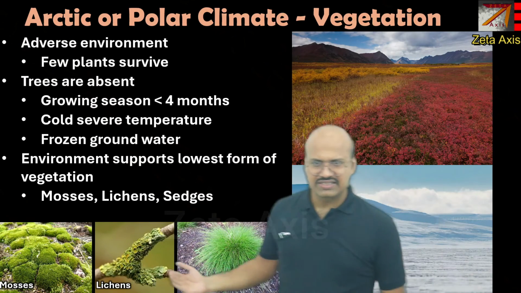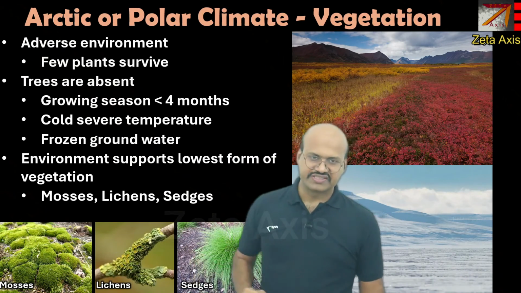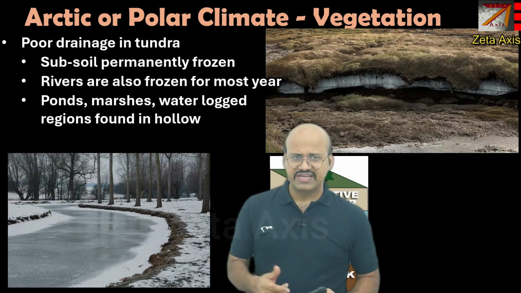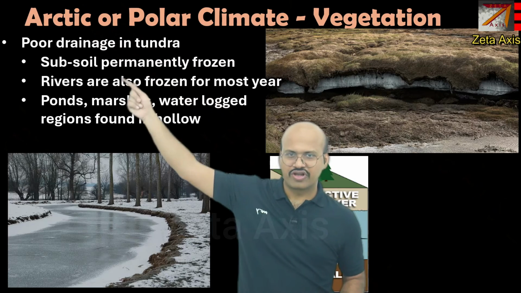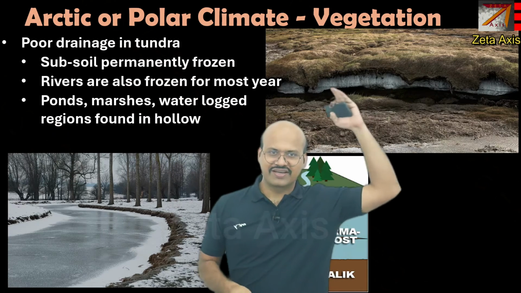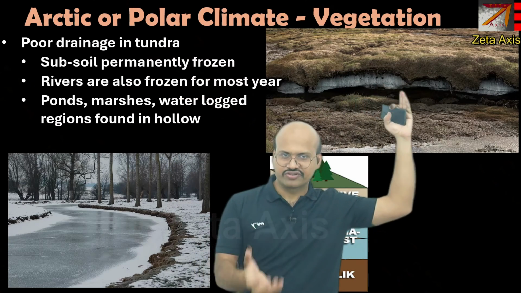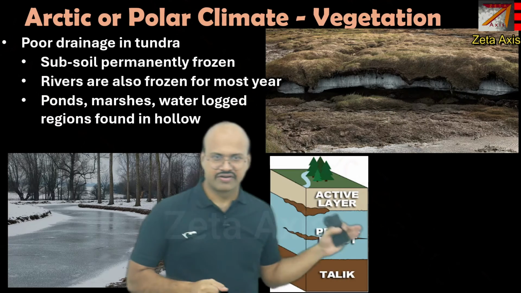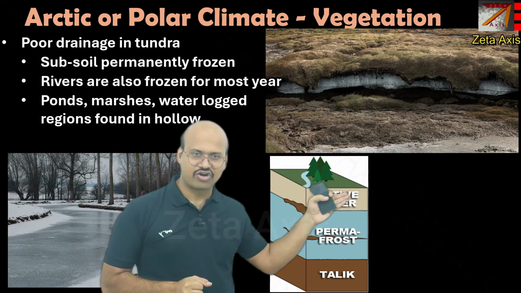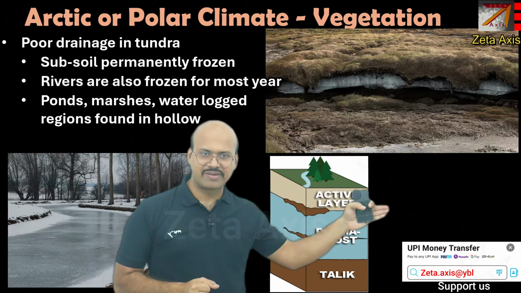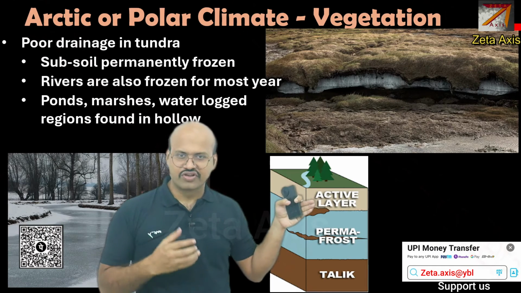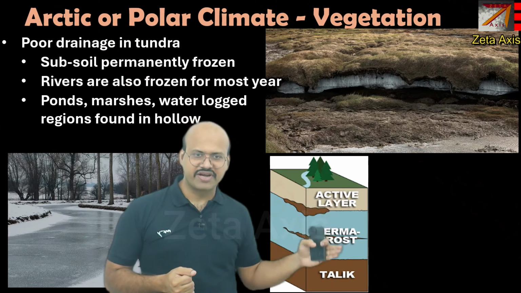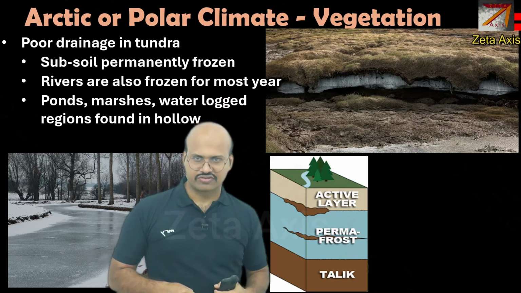So only these kind of simple vegetation can be seen in these regions. There is poor drainage in tundra because the subsoil is permanently frozen. We have seen that in the subsoil region, the water is frozen because of the very high winter cold. Here we can see that only the active layer, that is only the top 6 inches, the water gets melted in the summer. The rest of it is permanently frozen, which is called permafrost.